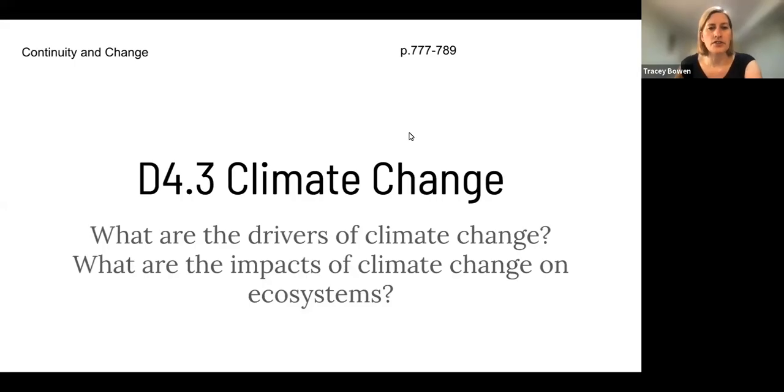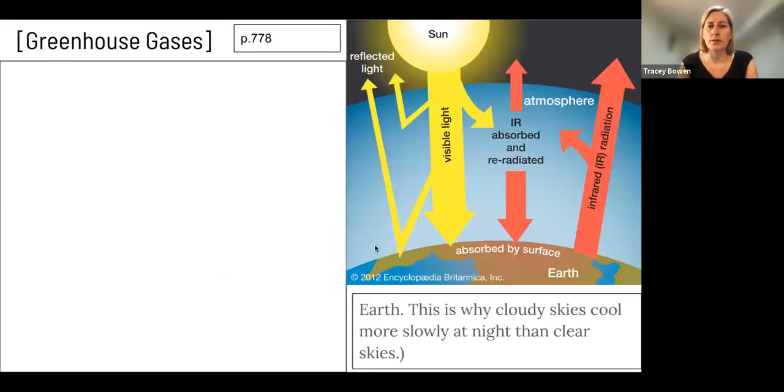Hey all, so for this video, we're going to be looking at D4.3, which is related to climate change, and looking at pages 777 to 789. And this is looking at the theme of continuity and change. So how are things staying the same? How are they changing? And the questions we're thinking about are, what are the drivers of climate change? And what are the impacts of climate change on ecosystems?